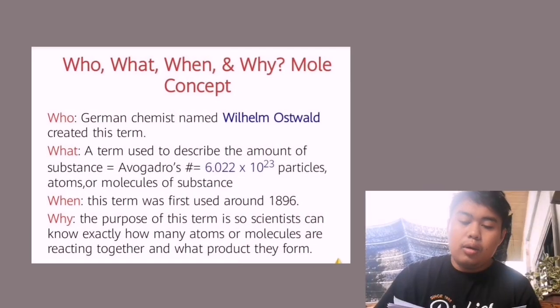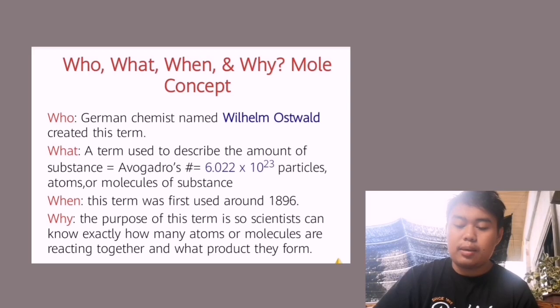Who, what, when, and why? Mole concept. Who? German chemist named Wilhelm Ostwald and his team created it. What? A term used to describe an amount of substance, and Avogadro's number equals 6.022 times 10 to the 23rd particles, atoms, or molecules of a substance. When? This term was first used around 1896.